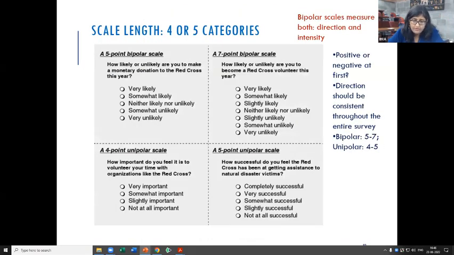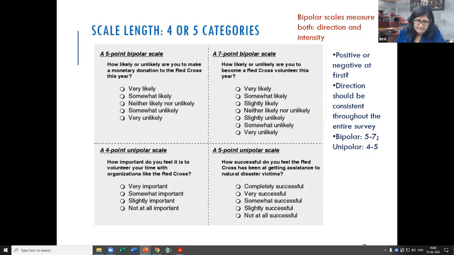The other thing is bipolar scales not only measure the direction, but also the intensity. What do I mean by that? A bipolar scale is measuring the direction, which is whether it will go in a likely direction or an unlikely direction. But it's also measuring the intensity. Within likely, it could be very or somewhat or slightly. That is the intensity. A unipolar scale would not be able to do that because you are only looking at one particular direction.